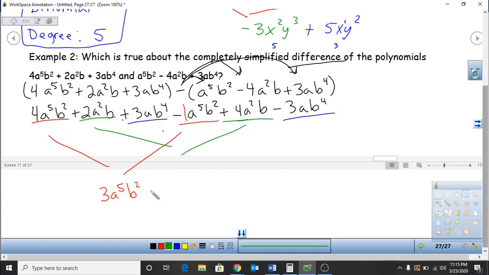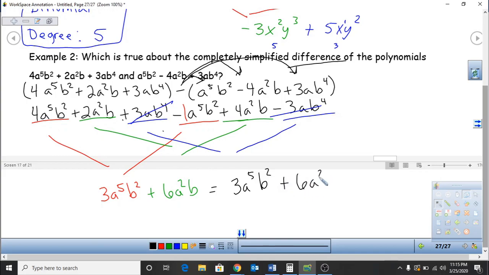Right, next I'm going to combine the green one, so I have 2a squared b's plus another 4a squared b's, right, so that's going to give me 6a squared b's. And then last but not least, I have a 3ab to the power of 4, that's another 3ab to the power of 4, and if I notice, this is actually the additive inverse, because I have a 3 and a negative 3, and they both have the same variables and exponents, so they actually cancel out. So my final answer will actually be 3a to the 5 b squared plus 6a squared b.